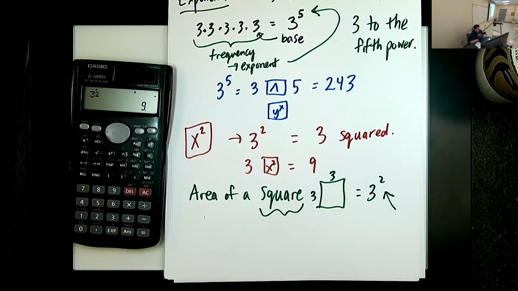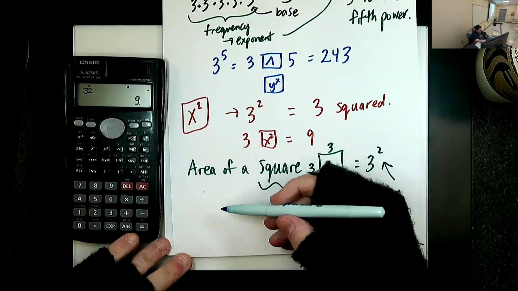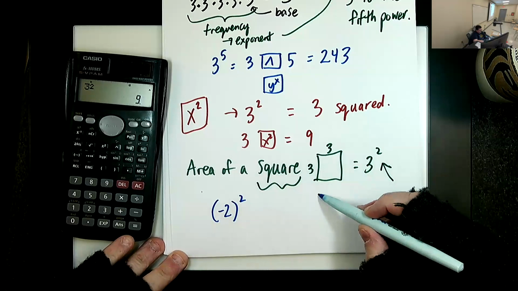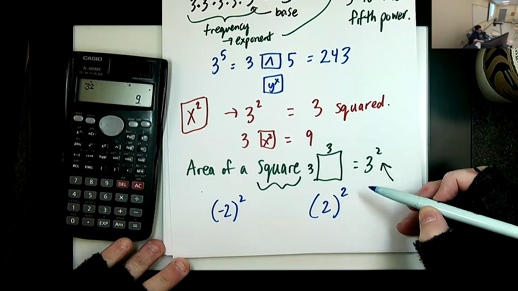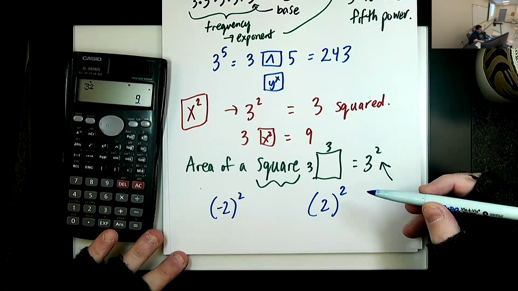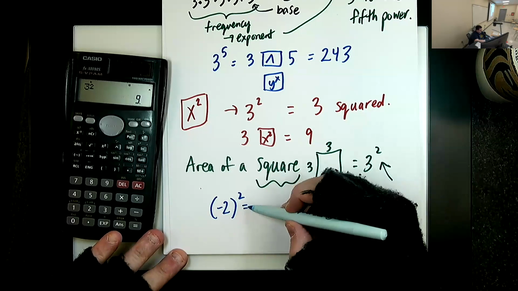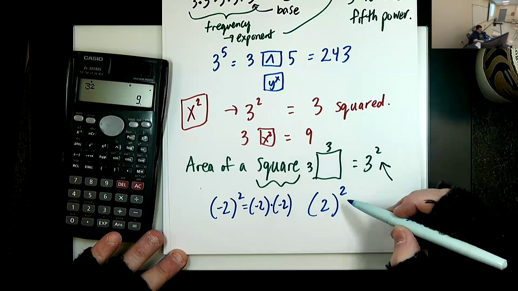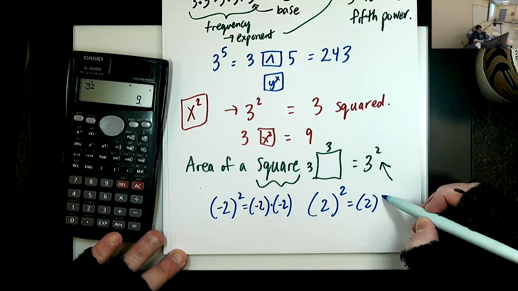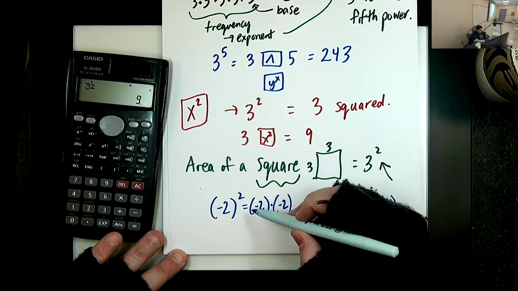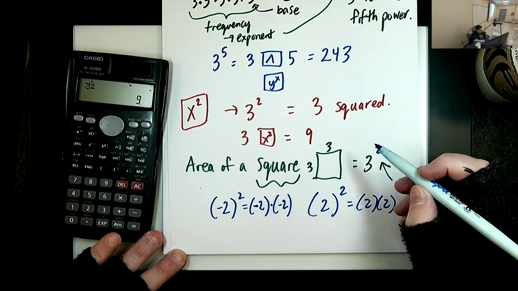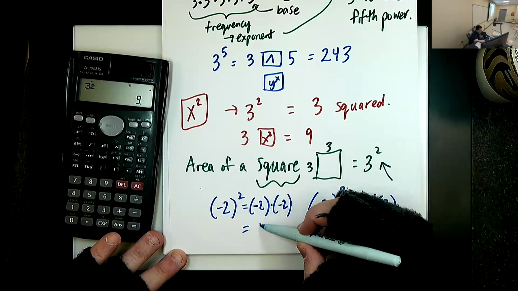Now, it's important to know that if I square -2 and if I square +2, I get the same answer. This says -2 times -2, and this says 2 times 2. When we multiply 2 negatives together, it makes a positive number in mathematics. Both of these are 4.